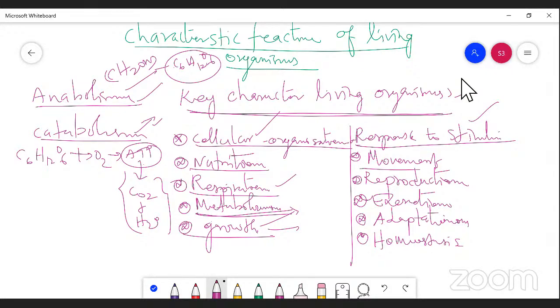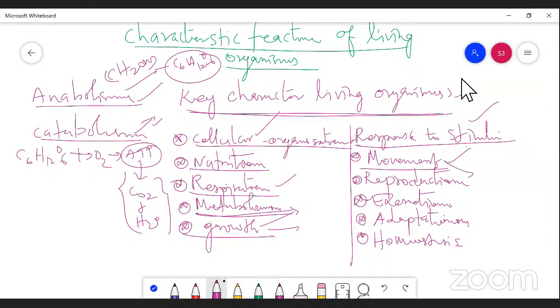Next one is movement. Movement is a very important key point of living organisms. The movement may be chemical reactions or locomotion. The entire body may move or migrate from one place to another place. That is also movement.